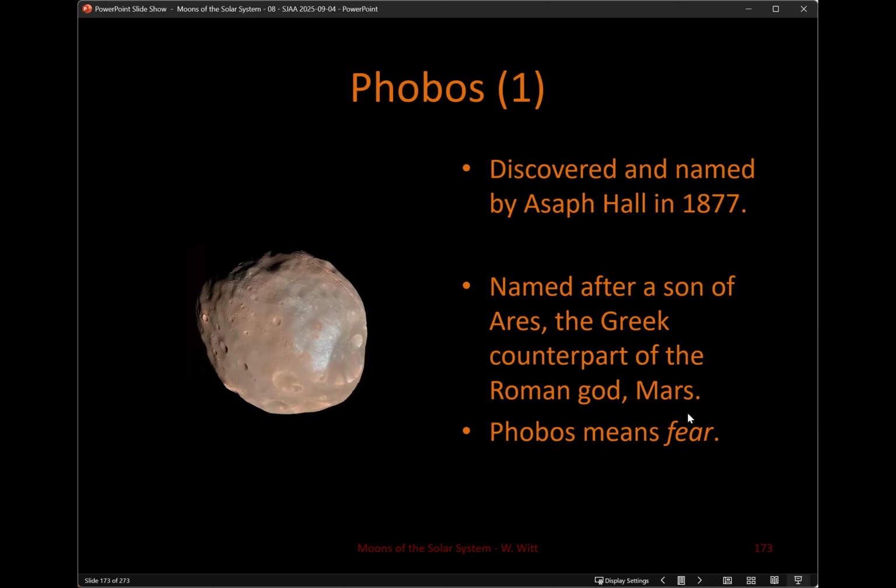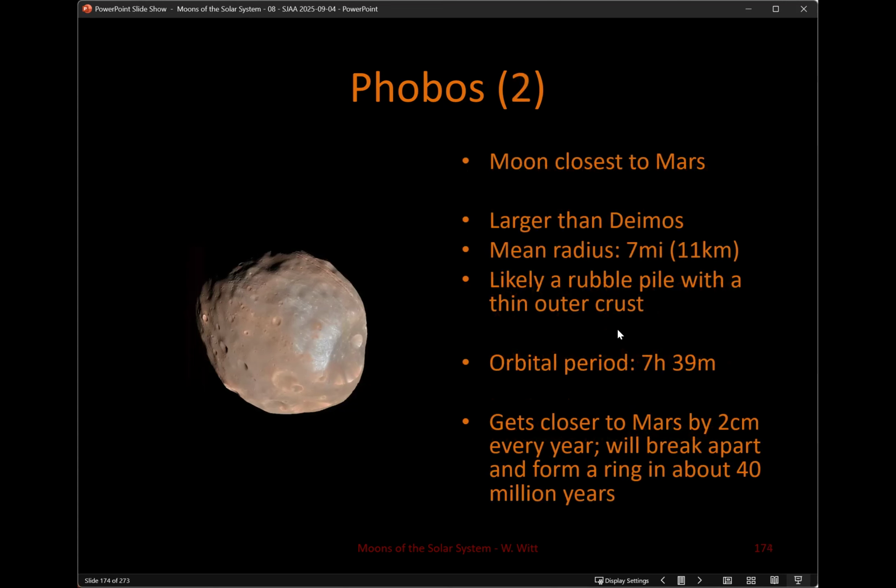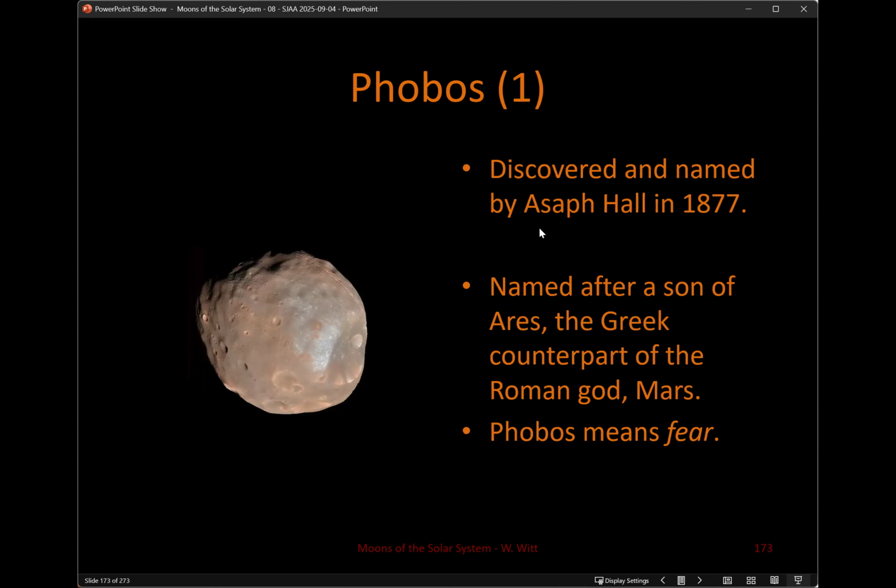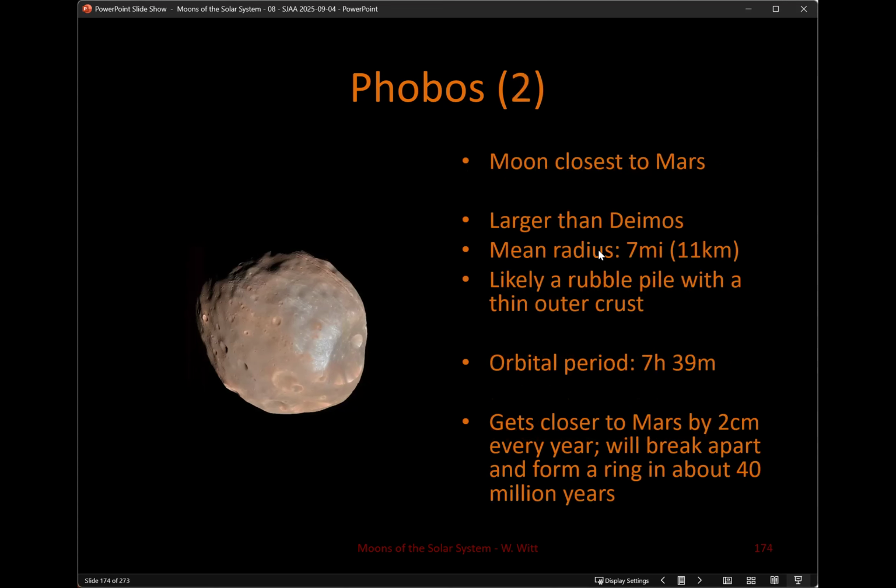That's kind of an interesting theme here that you'll see with other moons. Sometimes we name these things in a kind of darkly themed way. This is the moon closest to Mars and larger than its brother, and it's likely a rubble pile with just a thin outer crust. Its orbital period is really fast, 7 hours, 39 minutes.